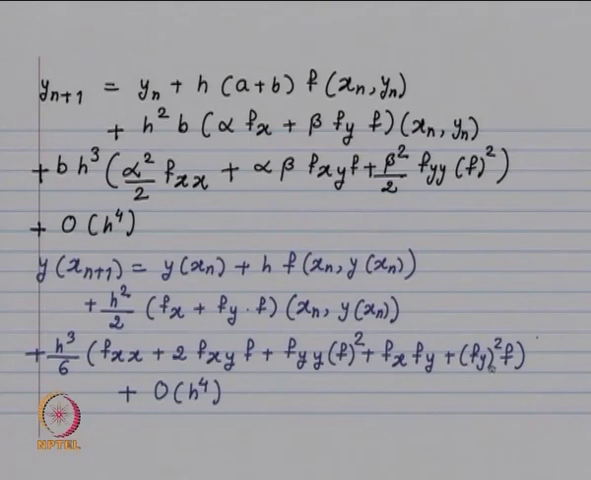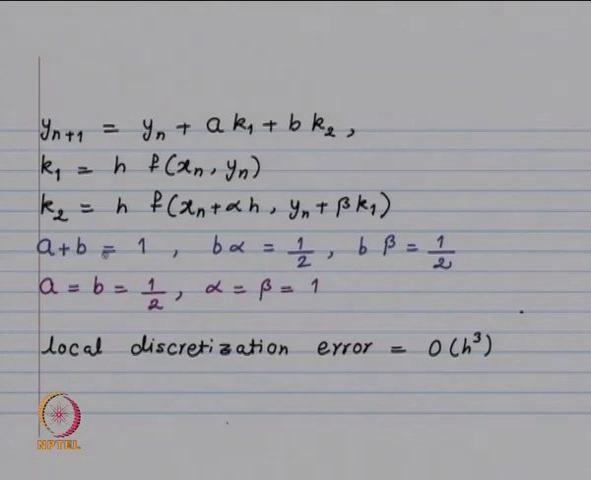So, now we have the conditions a plus b equal to 1, b alpha equal to half, b beta equal to half: four constants and only three conditions. So, there are infinitely many ways of choosing these. So, let us choose something symmetric. Choose a equal to b equal to half, alpha equal to beta equal to 1. Then the local discretization error is going to be of the order of h cube. So, this is known as the Runge-Kutta method of order 2.